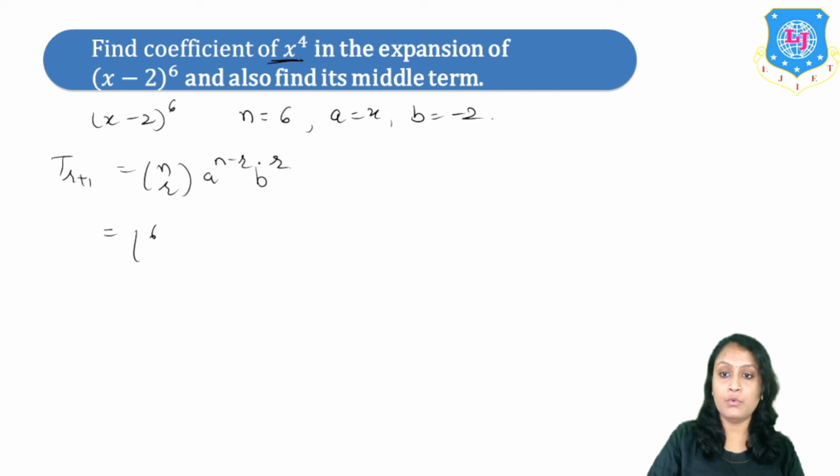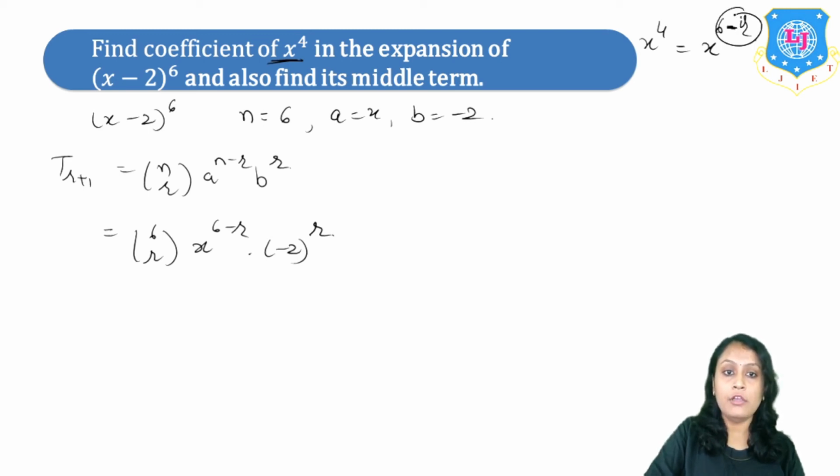So it will give you 6Cr. a is x, so x raised to 6 minus r, minus 2 raised to r. Now we need to define what should be the answer of r. Now in the question it is asked that we need to find the coefficient of x raised to 4. And here we have x raised to 6 minus r. So we need 4 over here, right? Therefore 6 minus r is equal to 4. So the answer of r should be what? 2. So we'll take r is equal to 2.